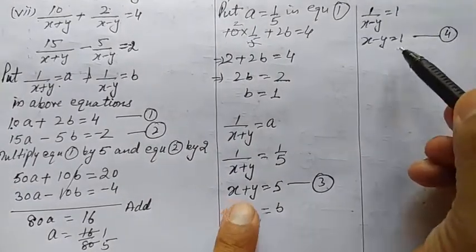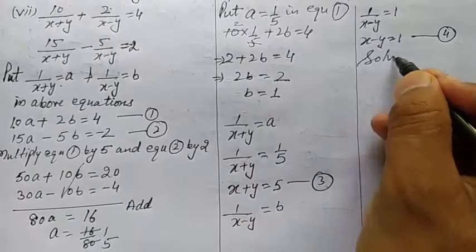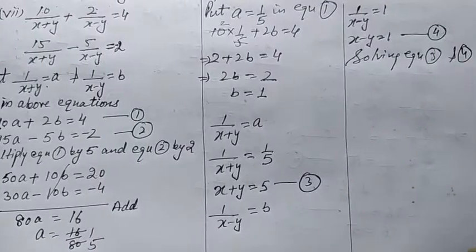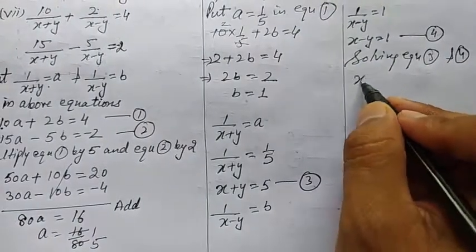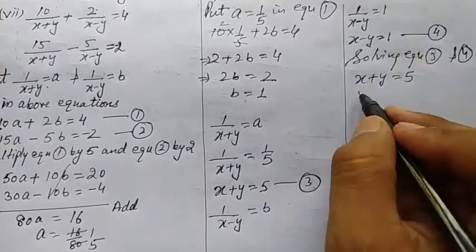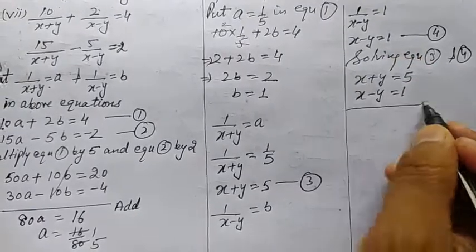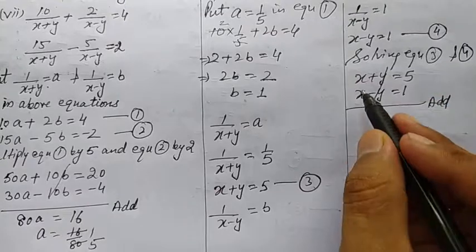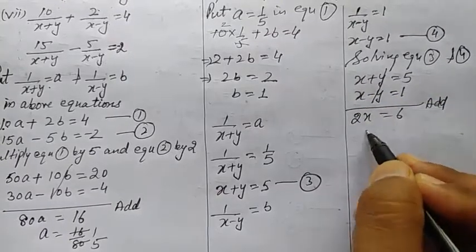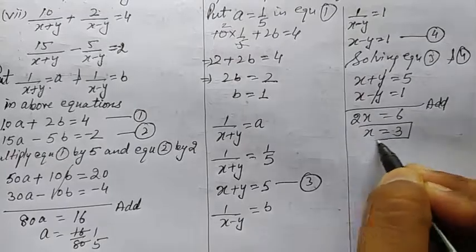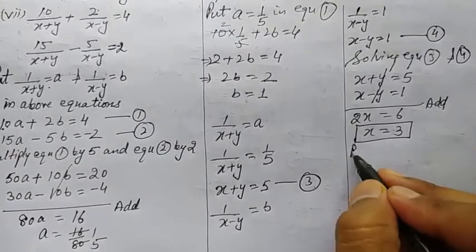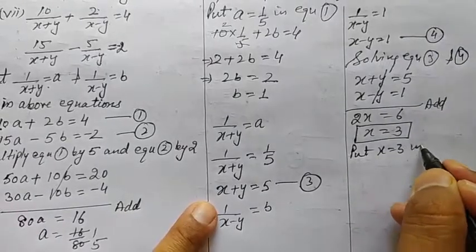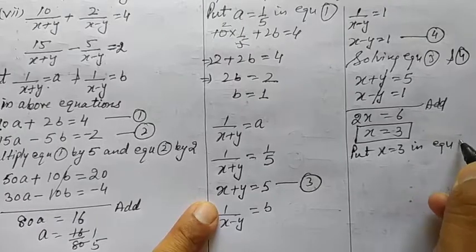We'll solve equations 3 and 4 here. So let's write these two equations together. It is x plus y is 5 and the fourth equation is x minus y is 1. If we add these two equations, the y terms are cancelled, so we are left with 2x is equal to 6. So x is 6 over 2, that is 3. So the value of x is 3. Now we'll put the value of x as 3 in any equation, 3 or 4. So put x is equal to 3 in equation, suppose it is 3.